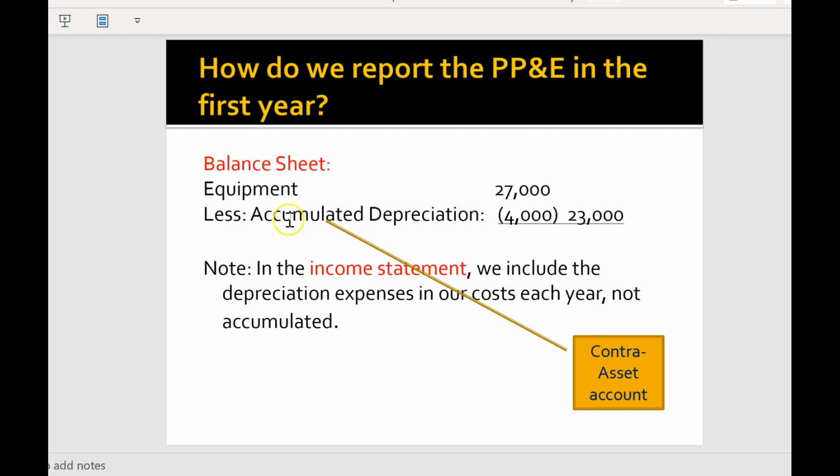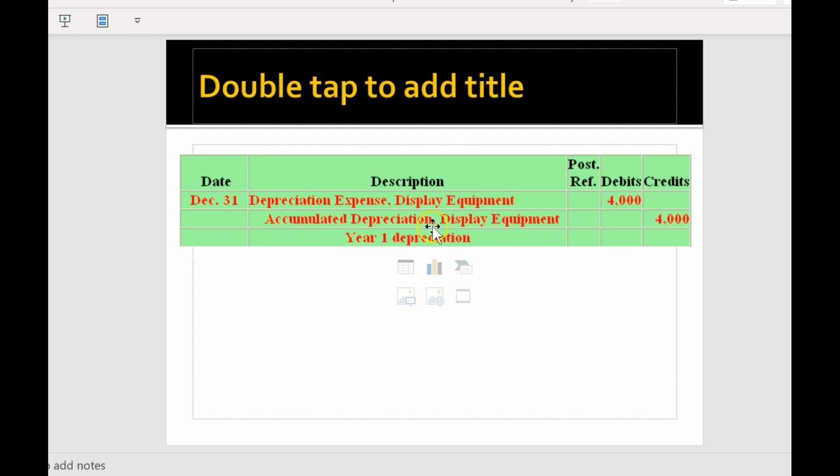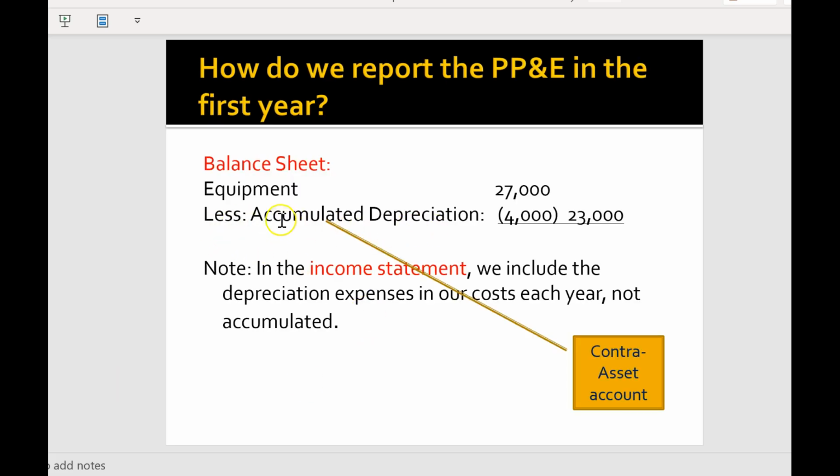Now we will be subtracting what we have just recorded a moment ago, accumulated depreciation of 4,000. So that would be the accumulated depreciation subtracted from the original price. It would also show the investor how much equipment has been left so far. That's $23,000 of the equipment. We call this the accumulated depreciation account, which is in the balance sheet. We call it a contra asset account.